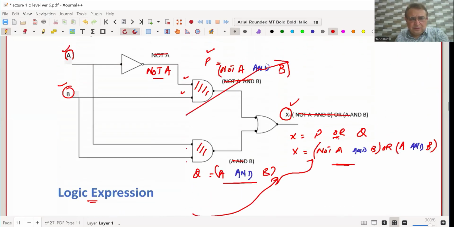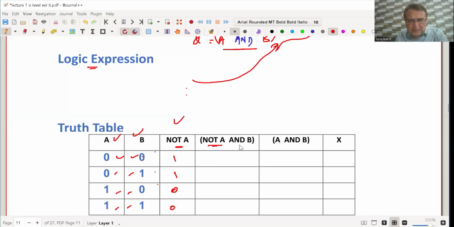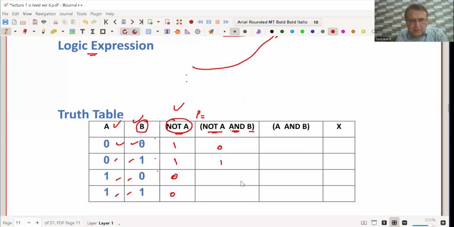Then you can build the expression for P, for instance, which is not of A and B. We call this P, whether you write it down or not, no problem. So not A is this column, B is this column. So you are going to AND them. Just AND these two columns to get this. So 1 into 0 is 0. 1 into 1 is 1. 0 into 0 is 0. And 1 into 0 is 0.